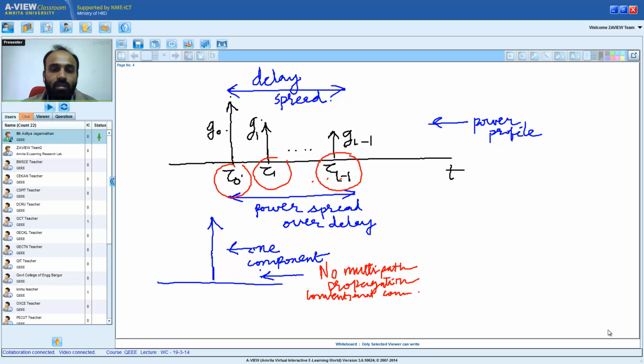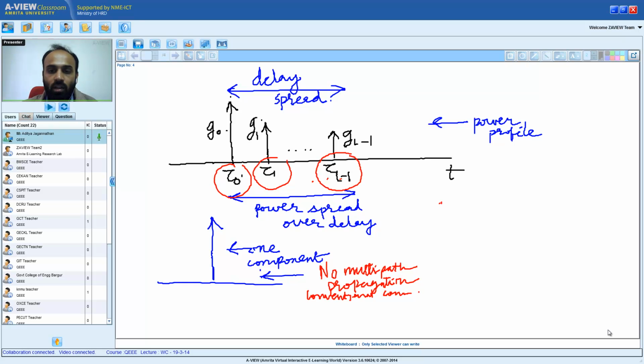So naturally you have a delay. There is a time interval over which these different components are arriving, and therefore there is a delay spread. What is the delay spread? The delay spread is the interval of time, from tau naught to tau L minus 1, over which the power of the wireless channel is concentrated, or over which the different multipath components are being received at the receiver. So the delay spread is basically an interval of time over which the multipath components are arriving at the receiver.